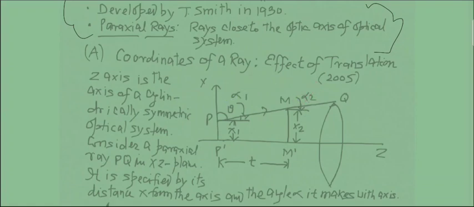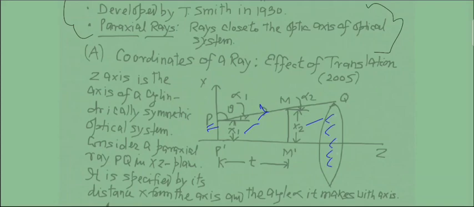So this paraxial ray is going like this. The distance of point P from the z-axis is x1, and the distance of point M from the z-axis is x2. So PP dash is x1, MM dash is x2.